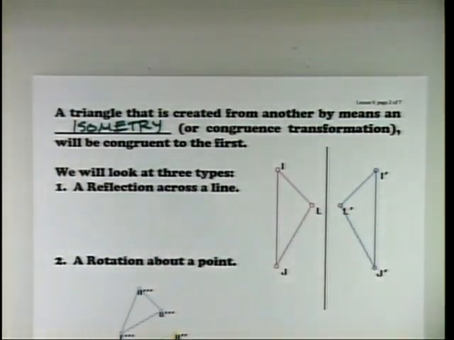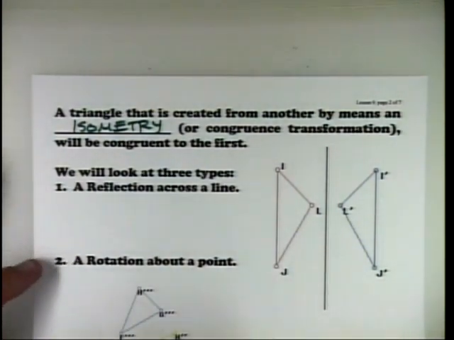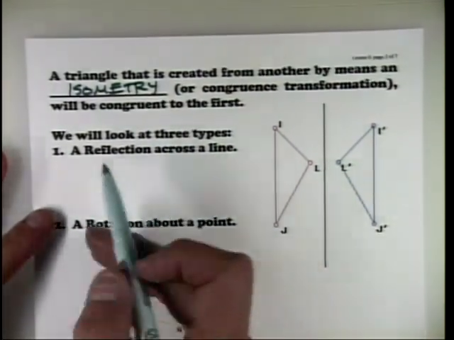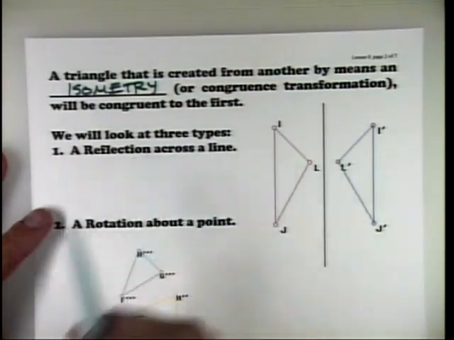Another name for these types of transformations are called rigid transformations, and the word rigid implies that the size and shape are staying the same. All right, so there's 3 types of rigid transformations, 3 types of congruence transformations, or 3 types of isometries. They all mean the same thing. The first type is a reflection across a given line.